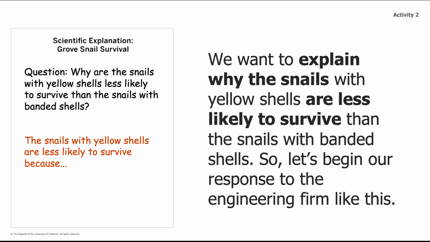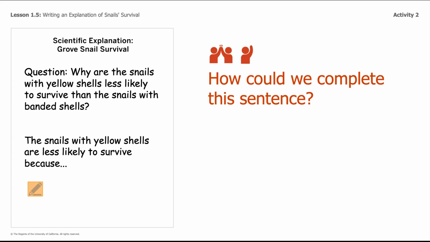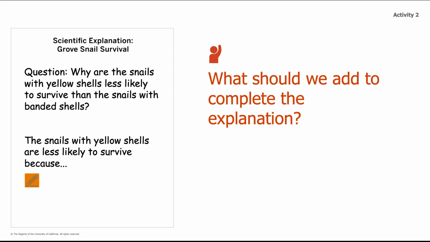The snails with yellow shells are less likely to survive because... How could we complete this sentence? What could we say to inform the engineering firm why we believe that the snails with yellow shells are less likely to survive? Take a moment and jot down some of your ideas. What should we add to complete the explanation? Should we talk about their water needs? Should we talk about the environment? Should we talk about the predators? Should we talk about their color?